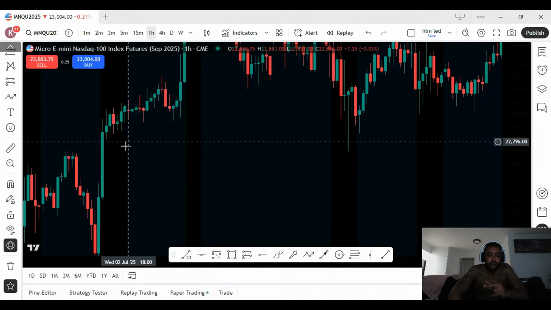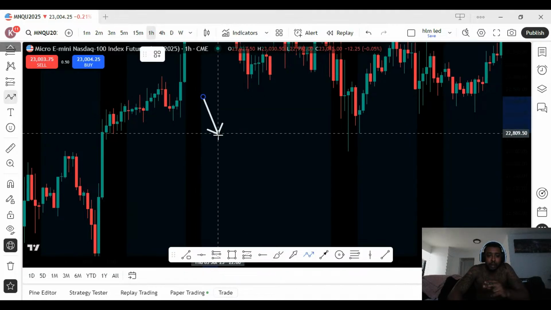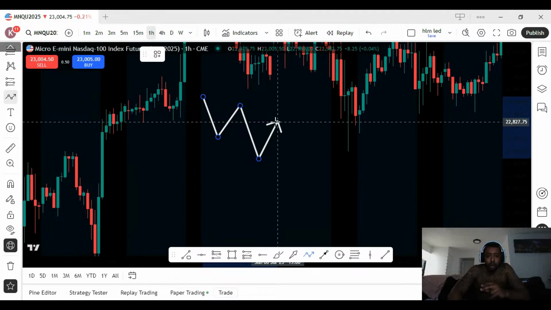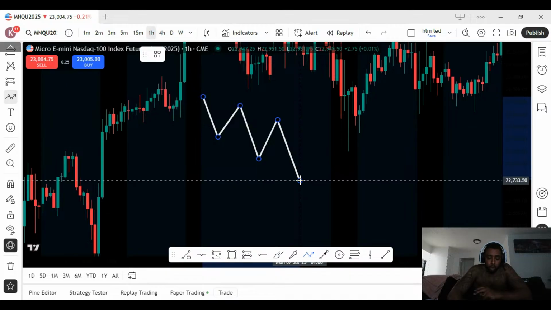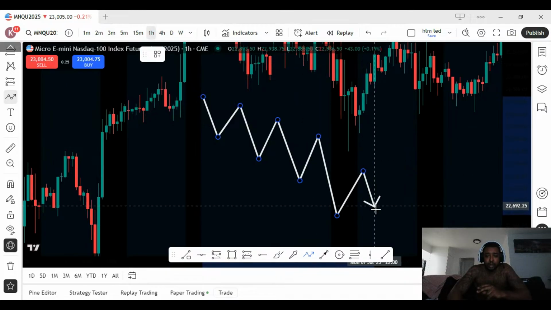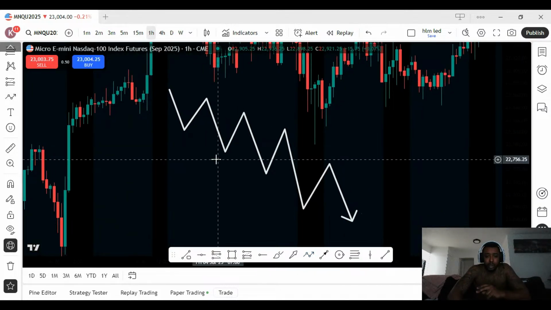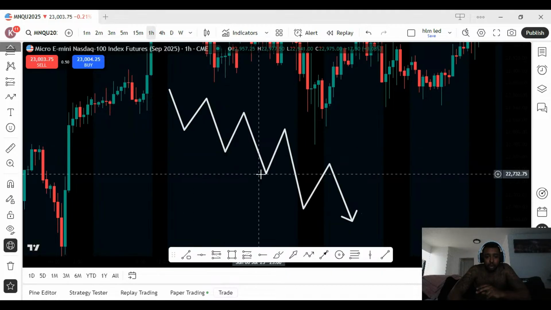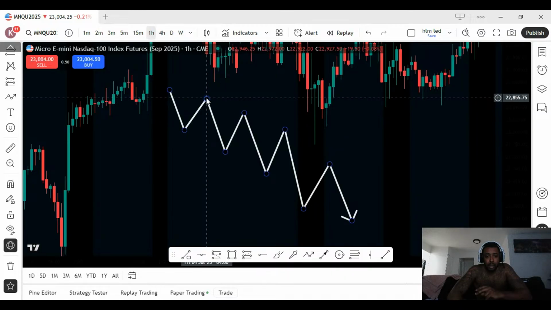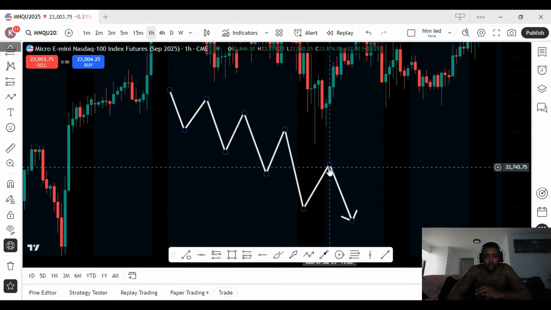The same thing for bearish. Now, there's a high, there's a low. There's a lower high, lower low. Lower high, lower low, lower high, lower low. This is a downtrend. Why is this a downtrend? This is a downtrend because we're making lower lows, lower lows, lower lows, and we're making lower highs, lower high. This high is lower than this high, and continue.